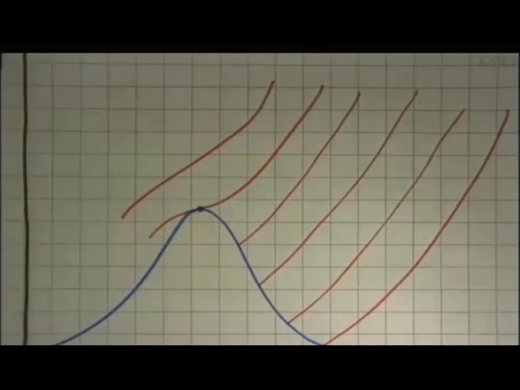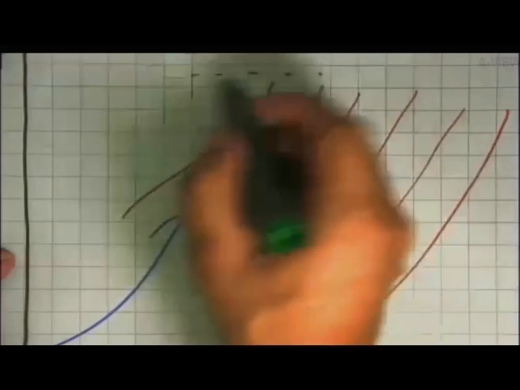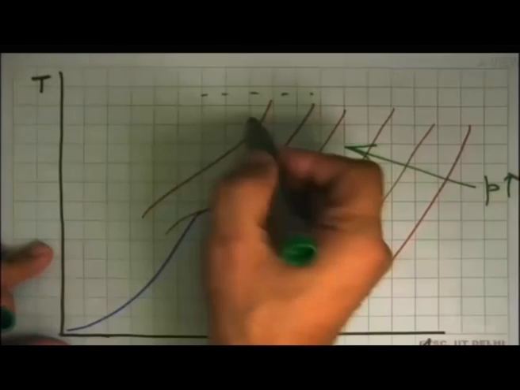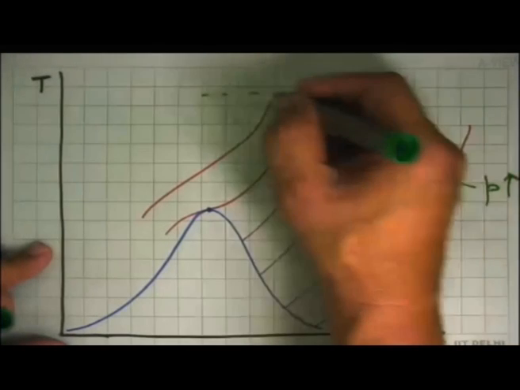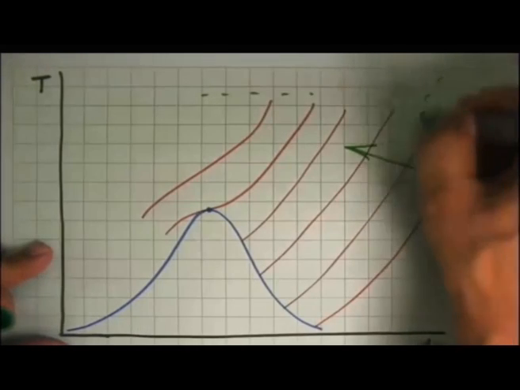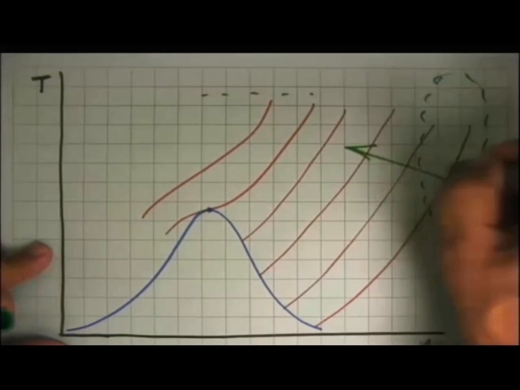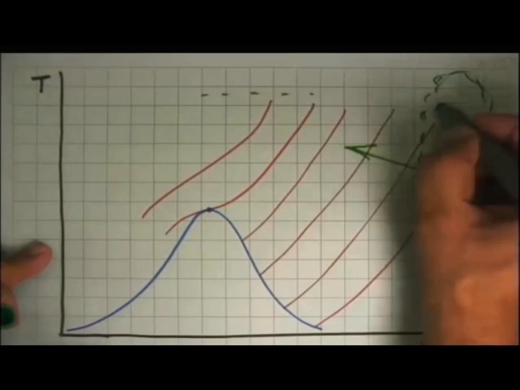So what the compressibility chart told us is that if you are far away from this, somewhere here, reduced temperatures are very high. That means you are much above that. And at low reduced pressures, remember this is increasing pressure, this could be 0.01 megapascal, 1 megapascal, 200 megapascal, 300, 400 megapascal. So at low reduced pressures and high temperatures, we are somewhere in this region over here, and that's where we say that ideal gas behavior is good.